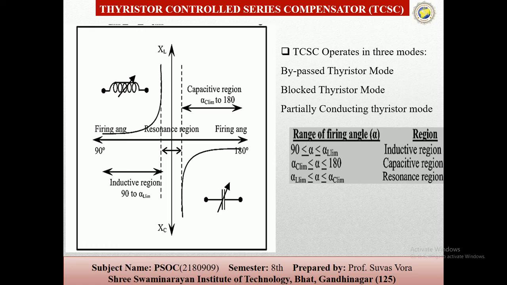So the impedance characteristic is given. Both the capacitive and the inductive reactance operations are possible by varying the firing angles, so that these operations can be in the inductive regions. You can see here the alpha limited, inductive limited system. So these are the characteristics of the thyristor control based series compensators.